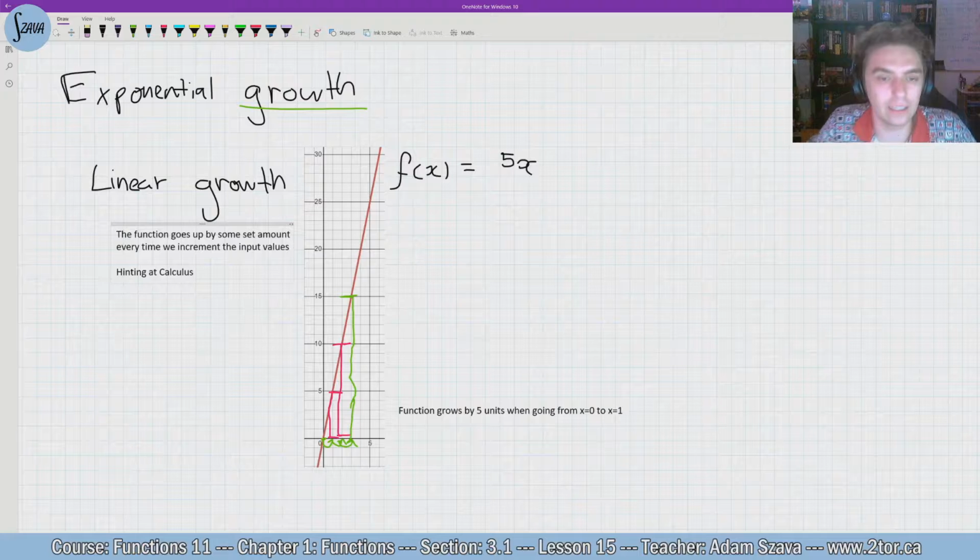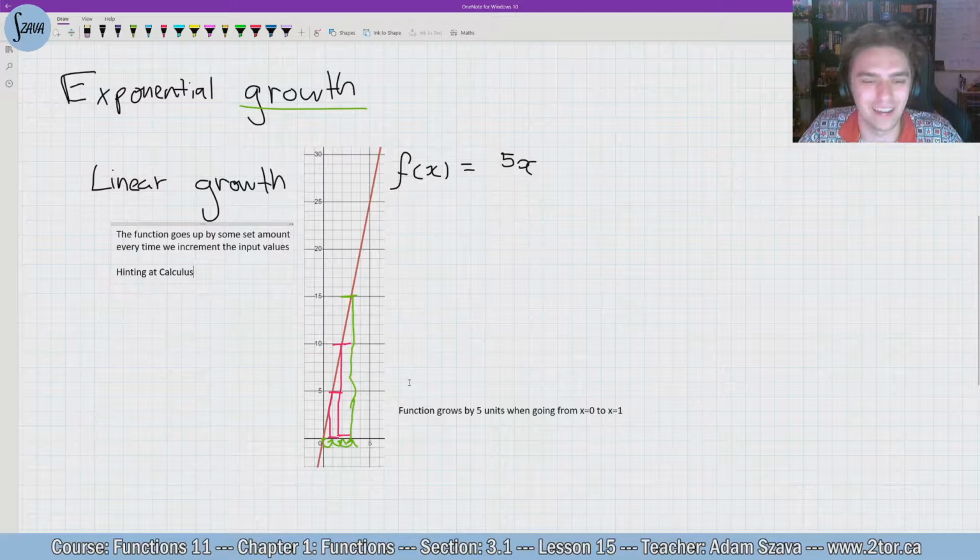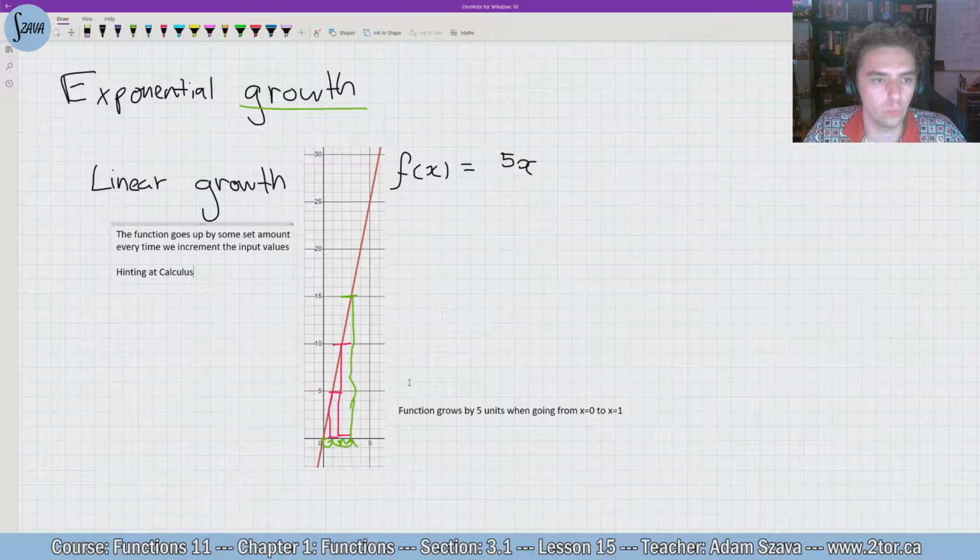This is kind of what calculus studies: how much do functions grow, and how do functions grow? That's maybe one half of the beginning of calculus. But right now, all I want to do is focus on linear growth and exponential growth. I want to compare how those are different.